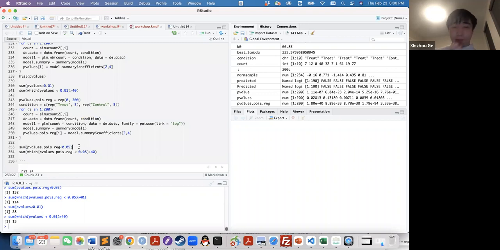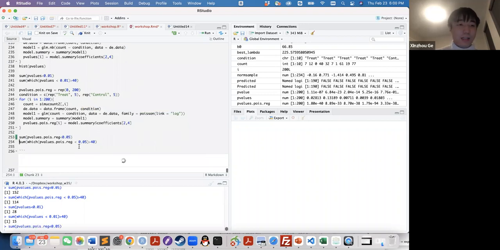And for the Poisson regression, we use 0.05, we have 152 discoveries, and we change it to 0.01. The number doesn't decrease a lot. And we still change it to 0.01. You can see that the majority are still non-DE genes.